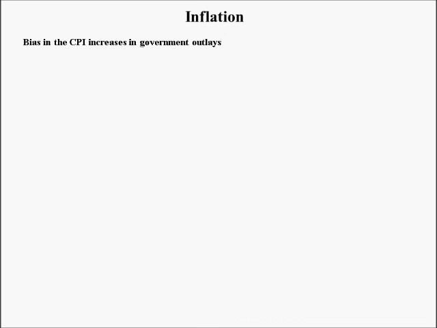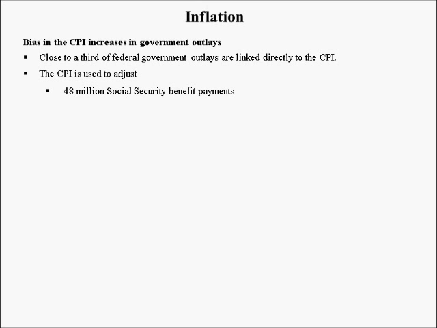Biases in the CPI increase government outlays. Close to 1/3 of government outlays are linked directly to the CPI. The CPI is used to adjust, this is a couple years ago, 48 million Social Security benefit payments. And this number here, 22 million, is now over 40 million. These numbers are before the recession.